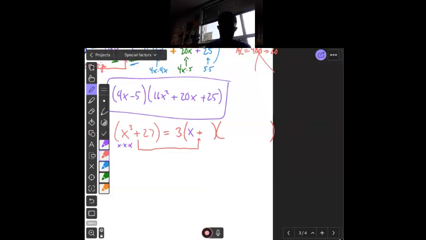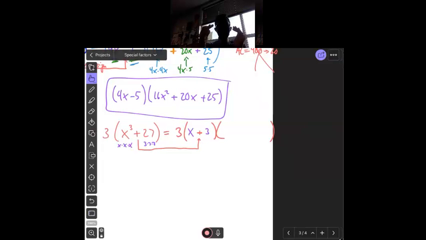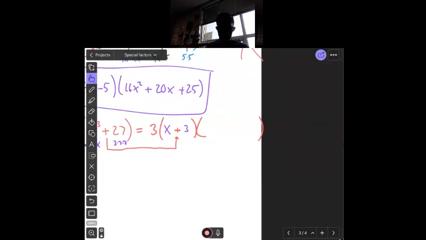Same sign. And now look at the 27 and say, what multiplies by itself 3 times to make 27? 3 times 3 times 3. There's a 3 there. And then I'm done with the original problem. I'm not even looking at the original problem, that last problem. Now I'm just looking at the binomial that I just wrote.